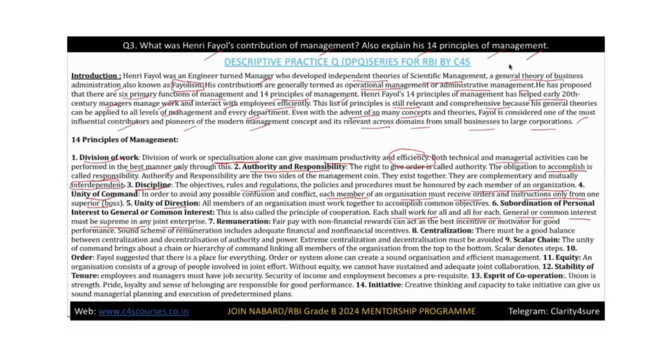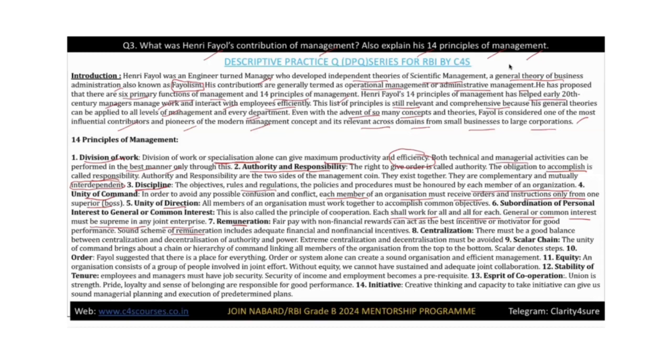So now comes remuneration. The next principle is the principle of remuneration. That is, every member of the organization or every employee should be rewarded. Both financial and non-financial rewards are quintessential for any employee to work efficiently and give their best work. So a sound scheme of remuneration includes both an adequate amount of financial and non-financial incentives.